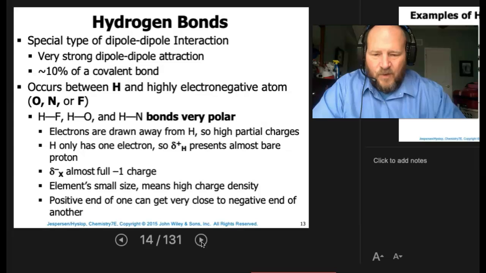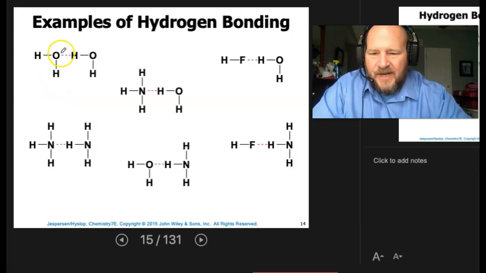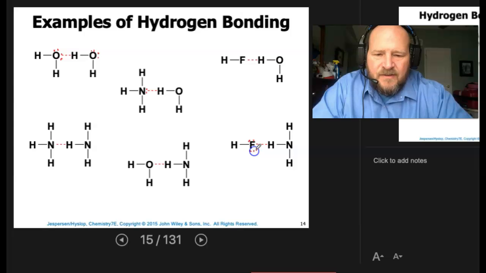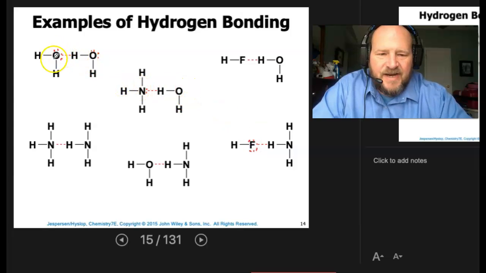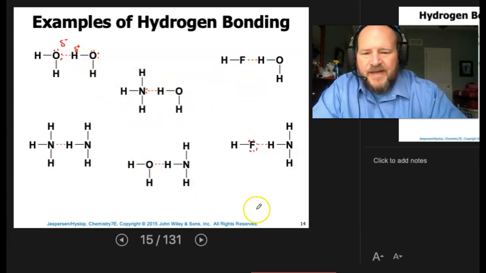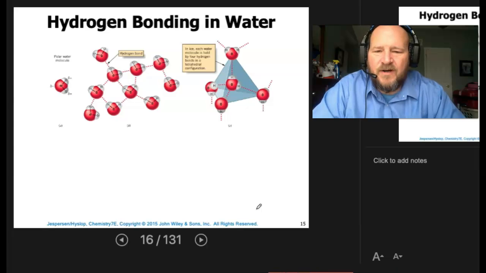The positive end of one can get very close to the negative end of the other. In other words, if we look at water, the hydrogen bond in water, remember there's two lone pairs here on the oxygen. And you'll notice that's going to be the key. Nitrogen, lone pair. Fluorine, 3 lone pairs. Okay, so we're going to get that highly electronegative partial negative end attracted to that single proton positive end. And so all these interactions are going to show that. Okay, so hydrogen bonding in water then.